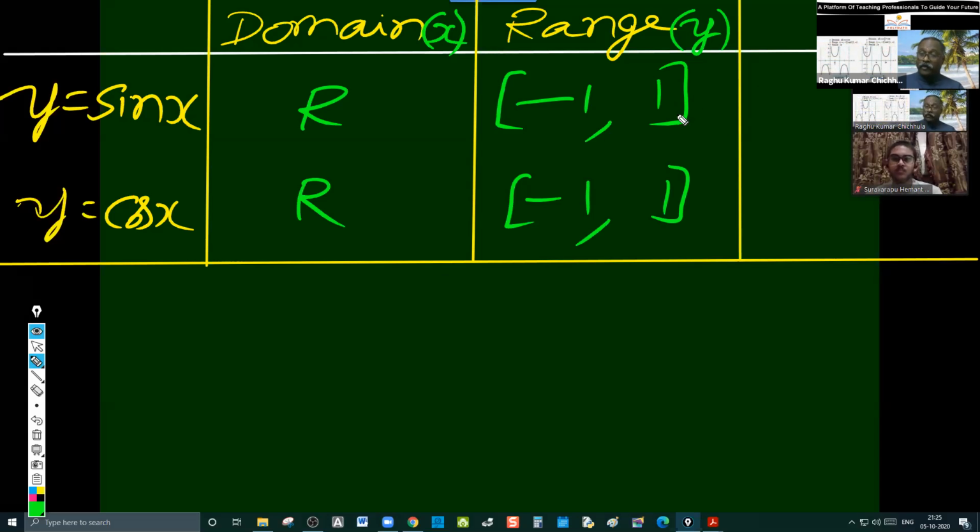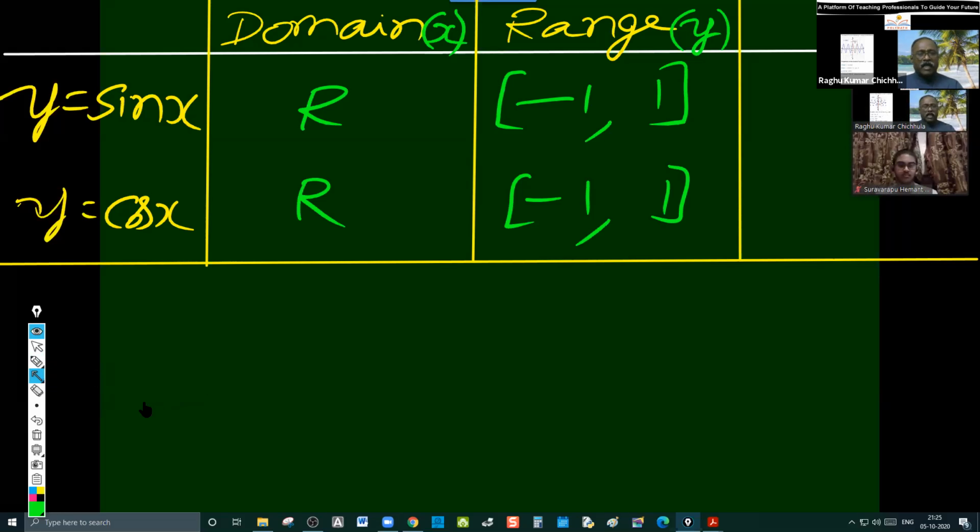That is an important point to be honest. And hence the value will never exceed 1, and it will not go below minus 1. So these are the 2 points to be remembered. Now let us see the graph of it. Let us see the graph of it.